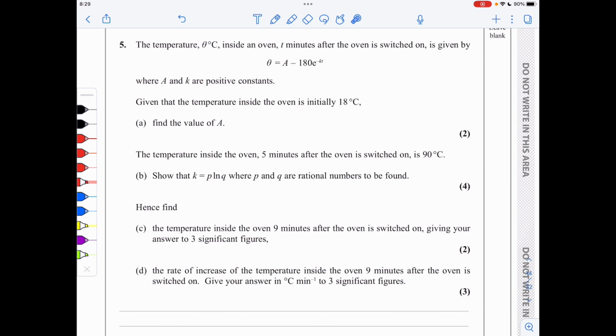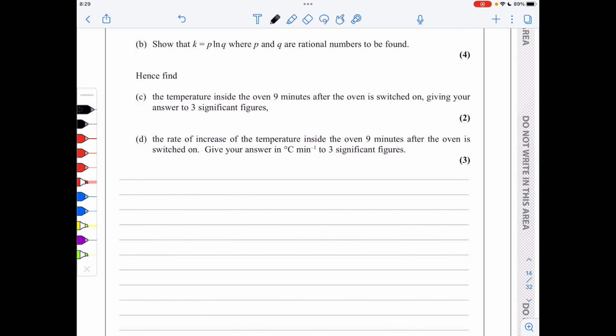In question 4, we've got this equation here for the temperature inside an oven T minutes after the oven is switched on. Given that the initial temperature was 18 degrees, find the value of A. So in other words, when T is 0, we know that theta is 18. So I will substitute this into the given equation. So I get that 18 is A minus 180 e to the 0. So 18 is A minus 180, which means that A is 198.